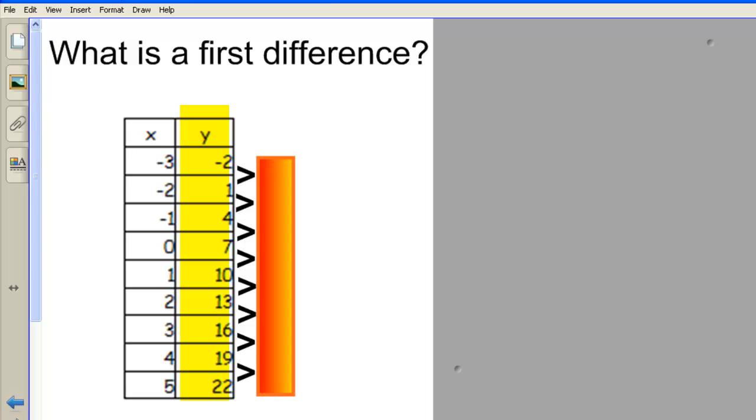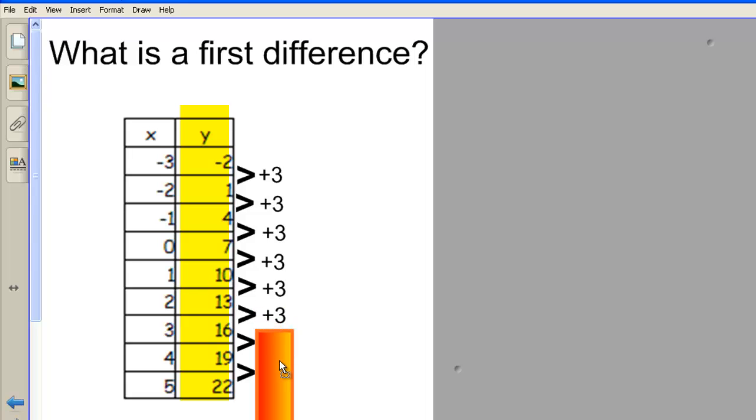But let's look at what is happening in the first term of the y sequence versus the second term. So from -2 to 1, we've increased by 3. That is a first difference. From 1 to 4, the second to third terms of the sequence, I've also increased by 3. From 4 to 7, I've increased by 3. Same with 7 to 10, 10 to 13, 13 to 16, 16 to 19, and 19 to 22. The first difference of this sequence of numbers is a constant of 3.